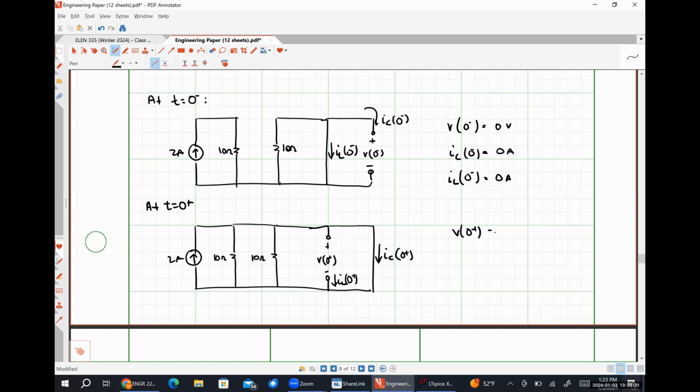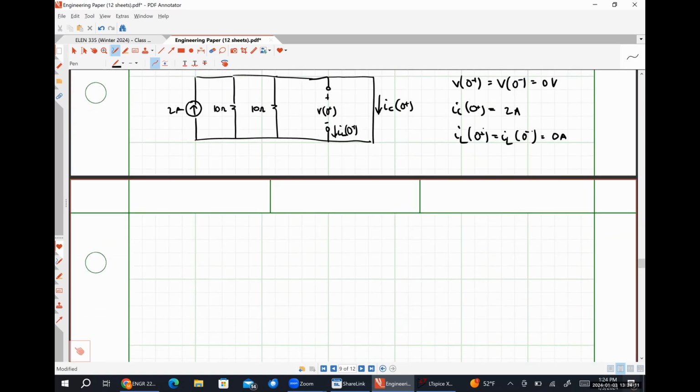So V at 0 plus has to be V at 0 minus, which is 0 volts. IL at 0 plus has to be IL at 0 minus, which is 0 amps. IC at 0 plus can be something different. So what is it in this case? 2 amps. All of the current will flow through the short circuit that is representing the capacitor. All right. Anybody have any questions, comments, or concerns regarding our analysis at t equals 0 plus?